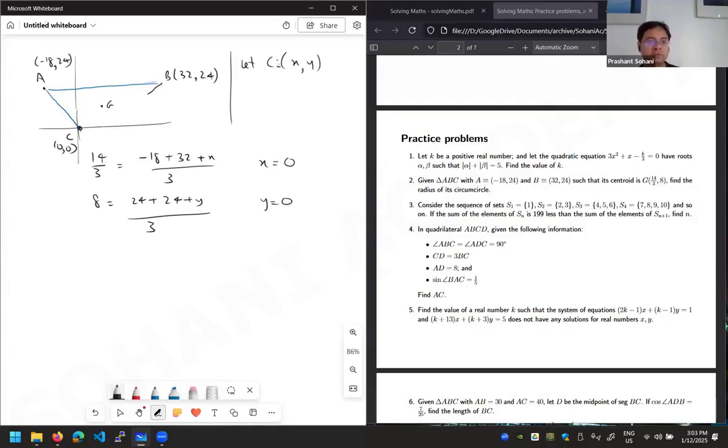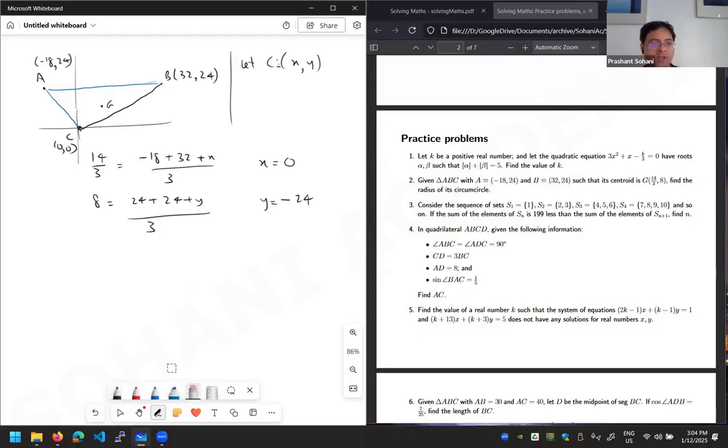Yes, Prasanna. Sir, y will be equal to minus 24? Oh, okay. Then I think I made a mistake in the calculation. Y minus 24. Yes, yes, you are correct. So I think I made a calculation mistake in this problem. Okay, so y is minus 24.